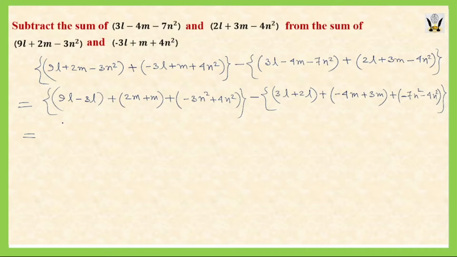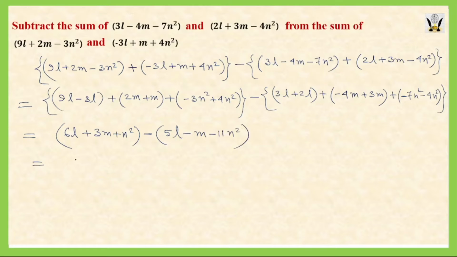So first we will perform the addition separately and then subtraction. Now what we will get next is 9L minus 3L, it will be 6L, plus 2M plus M, it will be 3M. Then 4n square minus 3n square, so it will be only n square. So this is the first result of addition. From here we will be subtracting the second result of addition, which is 3L plus 2L, so it will be 5L. Then minus 4m plus 3m, so it will be minus m. And then minus 7n square minus 4n square, so it will be minus 11n square.